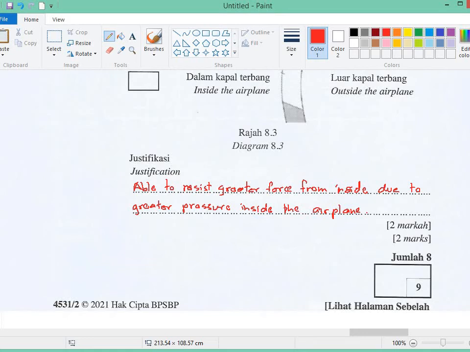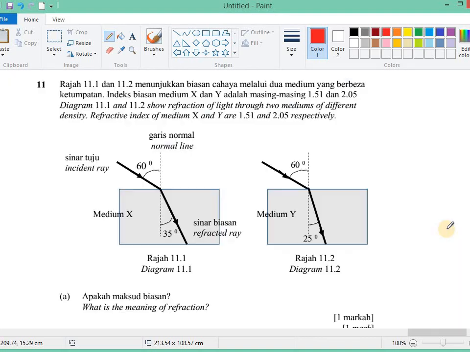Okay, so section A of the SBP paper finishes here. Ready, this is Selangor set 1, section C. So let's look at Selangor section C.